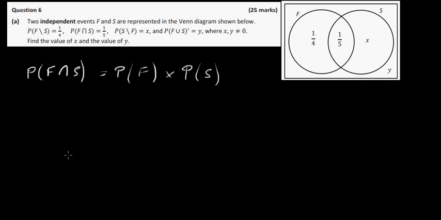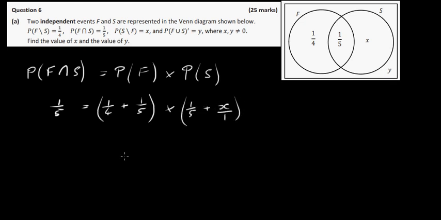Now the probability of F intersection S here we can see is 1/5, so we can put 1/5 in here. The probability of F is everything in this circle here, so it's a quarter plus 1/5. The probability of S is the same, but for the circle S, so we've got to add 1/5 plus X. So we end up with an equation here with just X in it, so we can isolate the X. So let's do this bit on the right here. Now we've got to add a quarter plus 1/5. You can do that on your calculator, but let's do it manually.